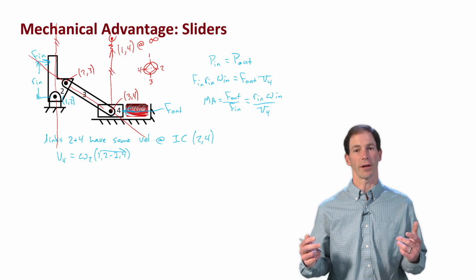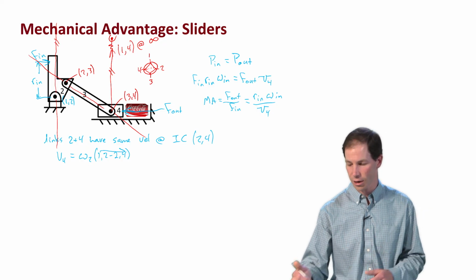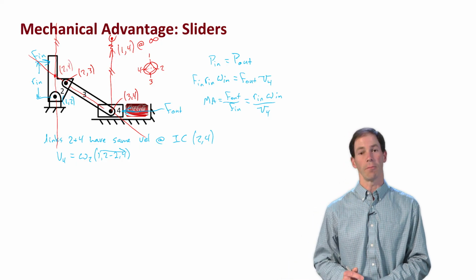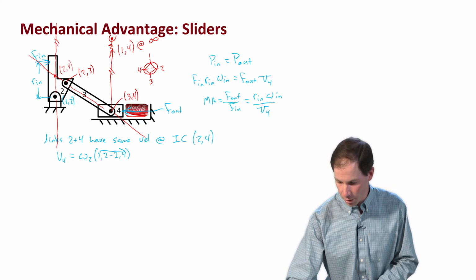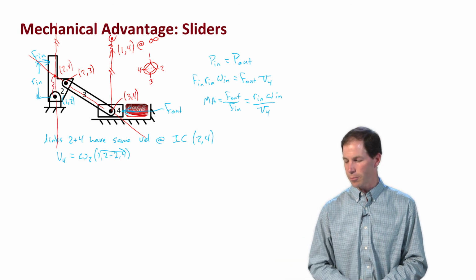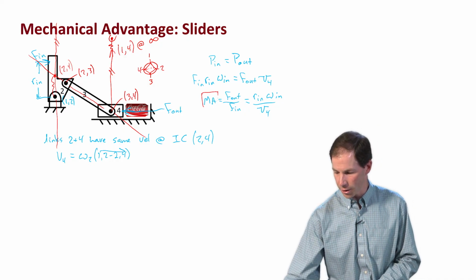I then say, all right, Kennedy's rule tells me that I've got 3 instant centers along each one of these lines. They intersect, so this location of intersection is instant center 2, 4. And now I can measure the distance from 1, 2 to 2, 4. That's this distance right here. And I can simply plug that into this velocity ratio, and I have enough then to calculate my mechanical advantage for this slider mechanism.